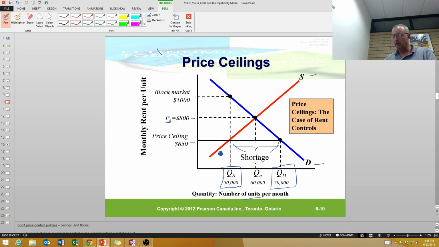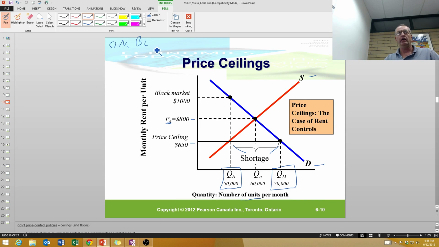So in Canada, there are only 3 provincial jurisdictions with residential rent controls. There's Ontario, BC, and Manitoba. So it's not so common across Canada.